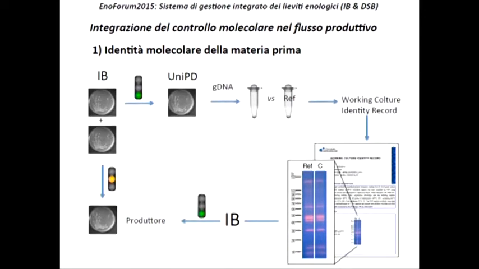We extract the genomic DNA and compare these using PCR with our control reference element. And we prepare a working culture identity record, which is a document where we put down what we found for that strain, and basically we indicate the profile of our sample, stating that there we have that strain and only that strain. This document is then sent to IB, which decides or not to start production.